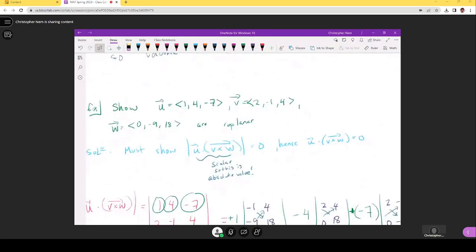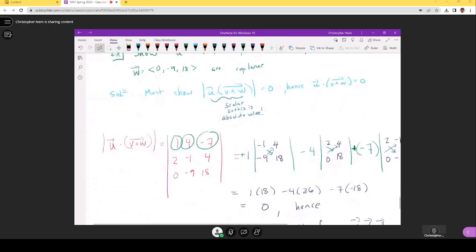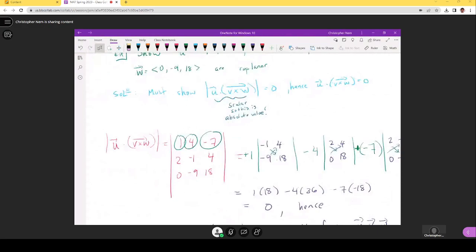The idea is that I'm going to compute the triple scalar product. And as long as the triple scalar product is 0, the dot product between U and V cross W is 0. And if I'm checking if it's 0, it doesn't matter if it's positive or negative. So I took away the absolute value. It doesn't really matter. All right? And it's the absolute value and not magnitude because it's a real number. It's a scalar.